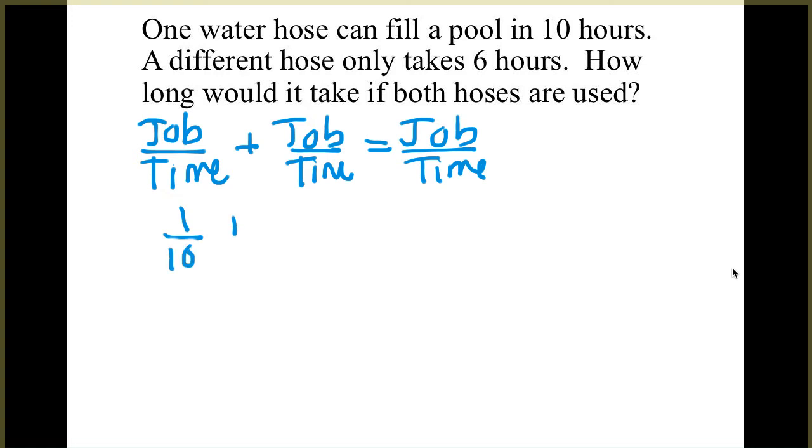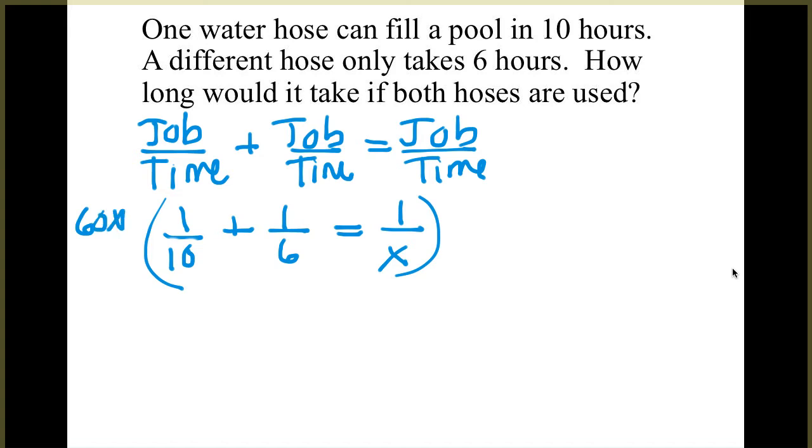And a different hose fills the same pool in 6 hours. Together, we can complete one job in an unknown amount of time. Multiply by 60x. I'm left with 6x. I'm left with 10x. And here, I'm left with 60. So I get 16x equals 60.